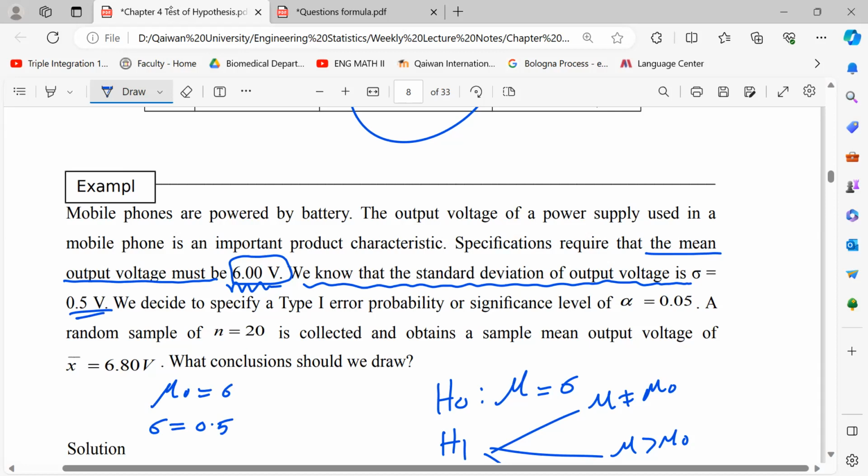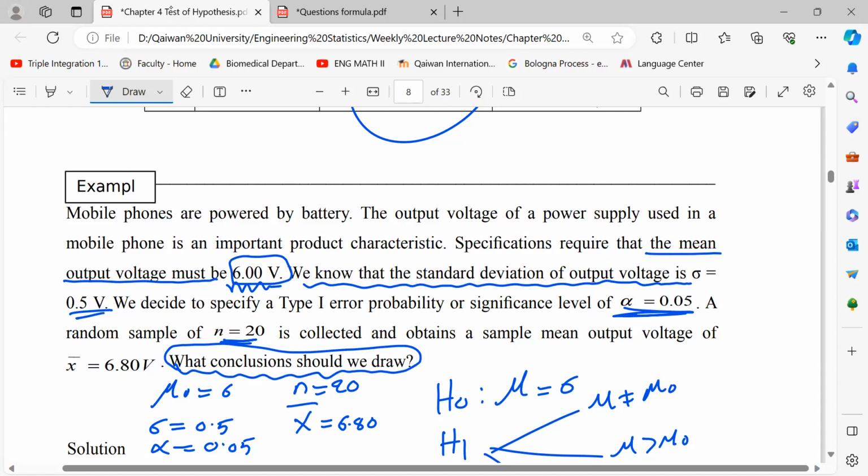We decide to specify a type 1 error probability, or significance level. As I said before, the significance level must always be given in the example. So alpha is 0.05. A random sample of n, n is given, n is 20, is collected and we obtain the sample mean output. This is the sample mean, x bar. X bar is 6.80. What conclusions should we draw?